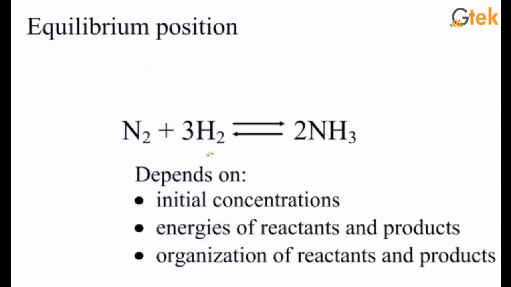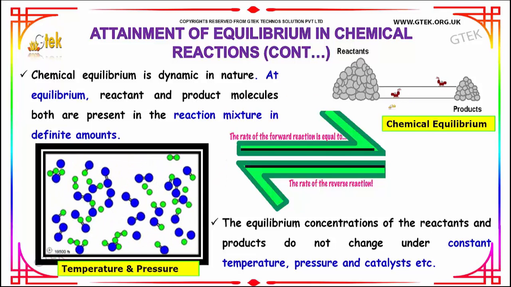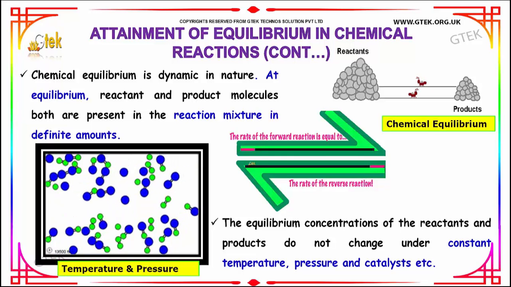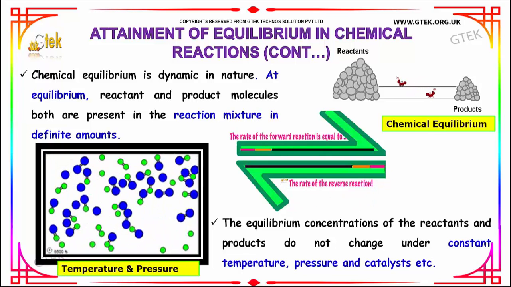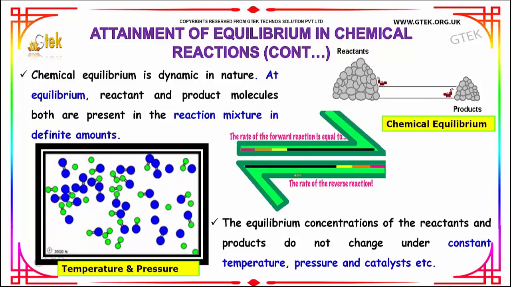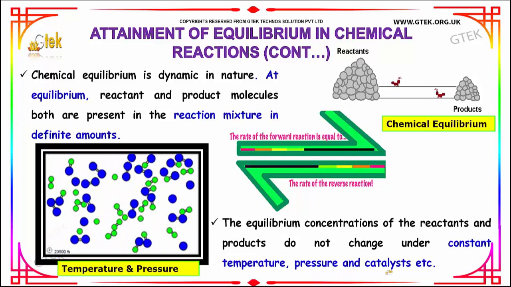So chemical equilibrium is dynamic in nature. At equilibrium, the reactants and products are both present in the reaction mixture in definite amounts. The equilibrium concentrations of the reactants and products do not change under constant temperature, pressure and catalyst.